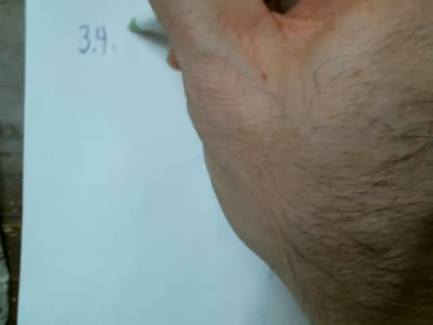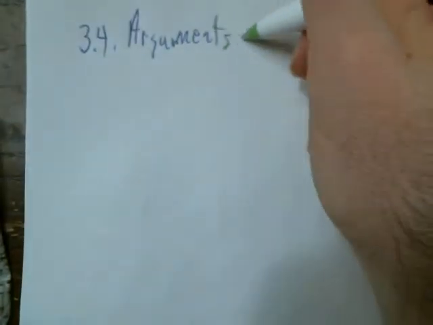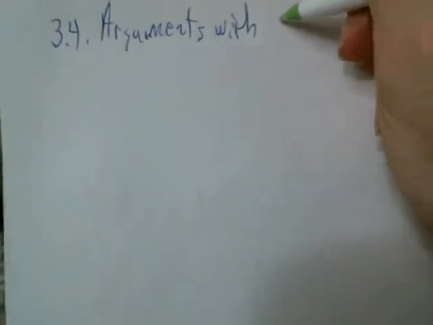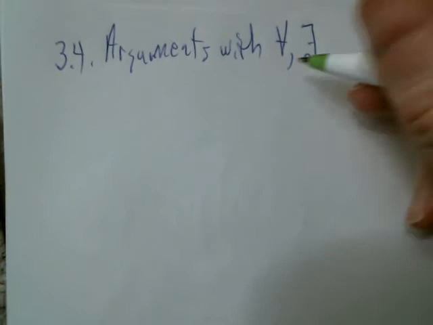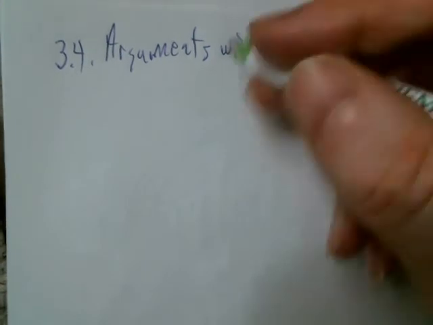Okay, welcome back. Working in now 3.4. What we're going to do is tack on quantifiers to our arguments. So 3.4, arguments with quantifiers. So your universal or your existential. In particular, we just look at the universals. But the first thing we need is universal instantiation.